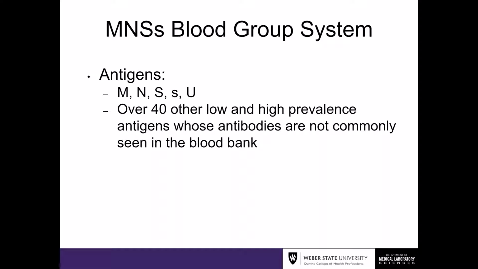The antigens we will discuss are M, N, big S, little s, and U. There are over 40 other high and low prevalence antigens in the MNS blood group system. However, their associated antibodies are not commonly seen in the blood bank.